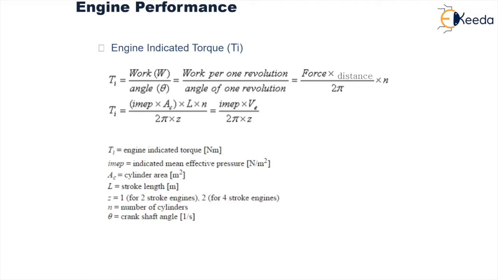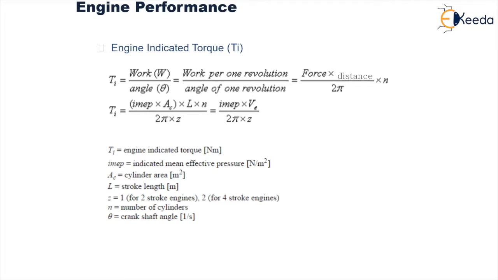And n is, sorry, it is not rpm, it is the number of cylinders, so sorry, my mistake. Force into distance is work, and the number of cylinders divided by 2 times pi. Then again, if you consider force, it can be written as pressure into area, and in this case it will be the mean effective pressure, indicated mean effective pressure, into the cross sectional area of the cylinder, divided by 2 pi.